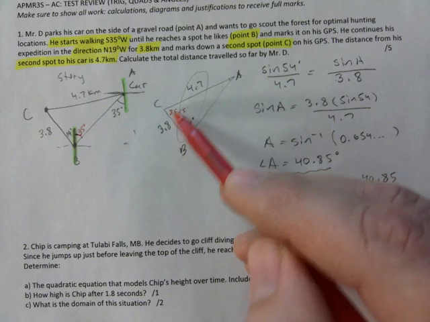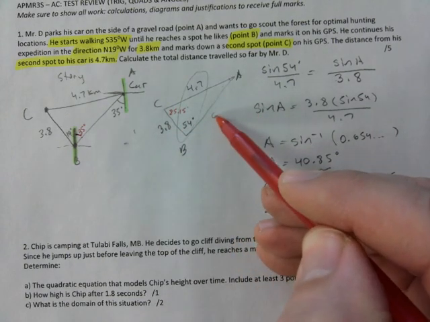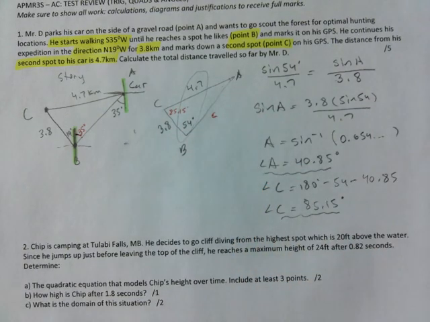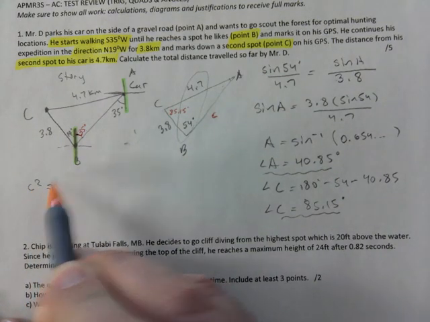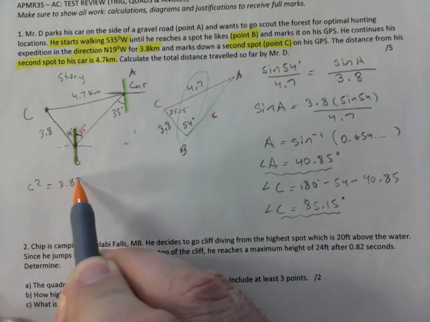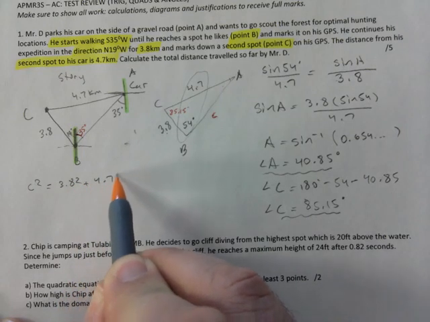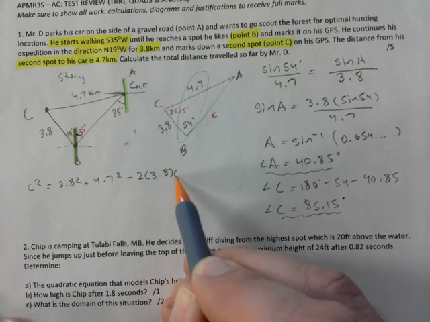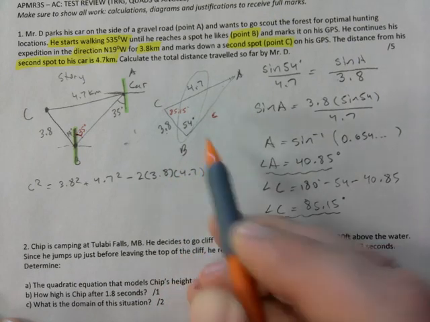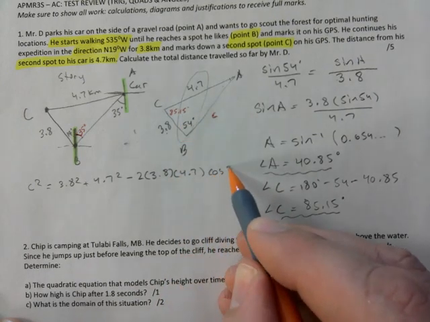So I have side angle side, which will allow me to solve for side C. So how does that go again? C squared is equal to 3.8 squared plus 4.7 squared minus 2 times 3.8 times 4.7 times cosine of 85.15.